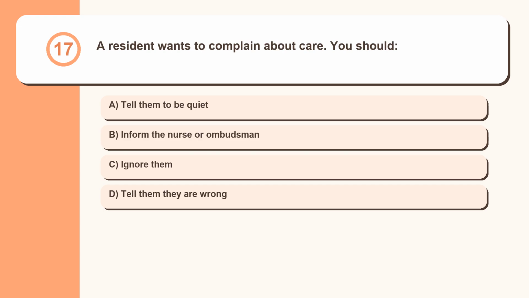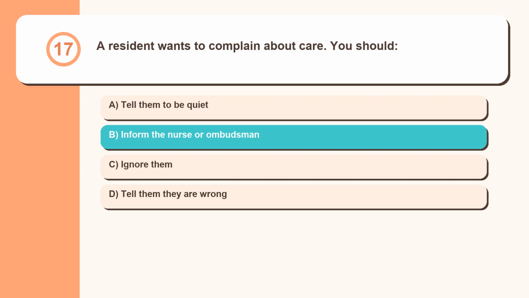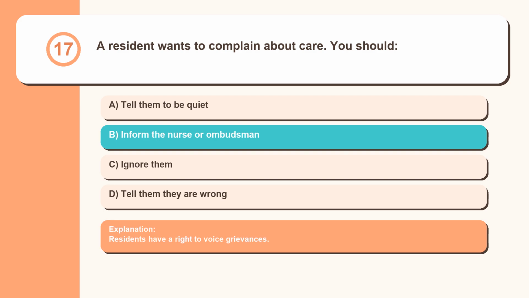Question 17. A resident wants to complain about care. You should tell them to be quiet. Inform the nurse or ombudsman. Ignore them. Tell them they are wrong. Residents have a right to voice grievances.